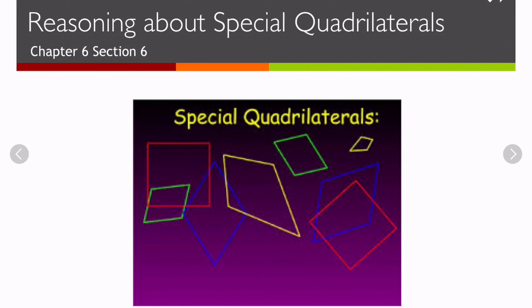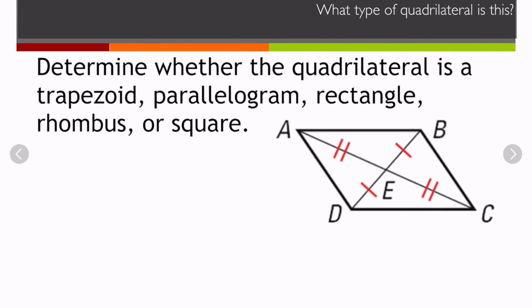Now, using all the information we've learned this whole entire chapter, we're going to reason some things about our different special quadrilaterals. Decide what kind of quadrilaterals are the given pictures. Okay, what type of quadrilateral is this? So we have quadrilateral ABCD, and they drew in the diagonals AC and BD, and where they intersect at point E, it looks like DE is congruent to EB and AE is congruent to EC. Well, it looks like the diagonals bisected each other. They cut each other in half.